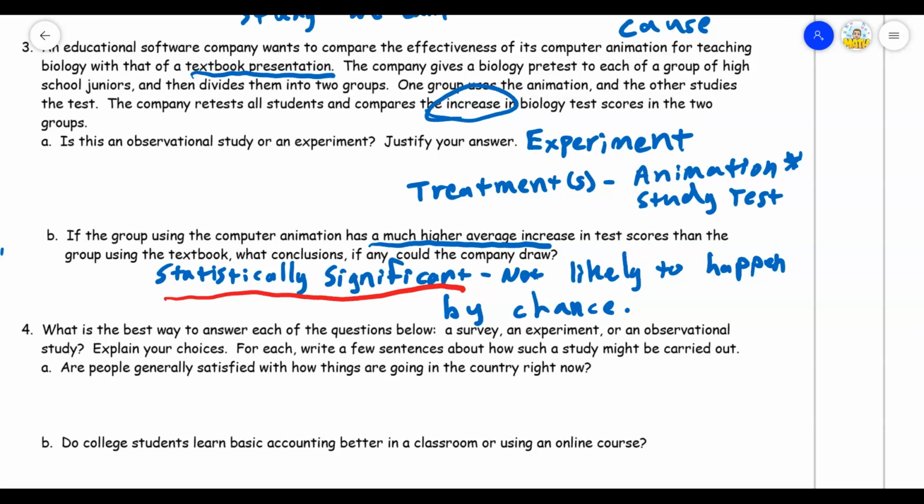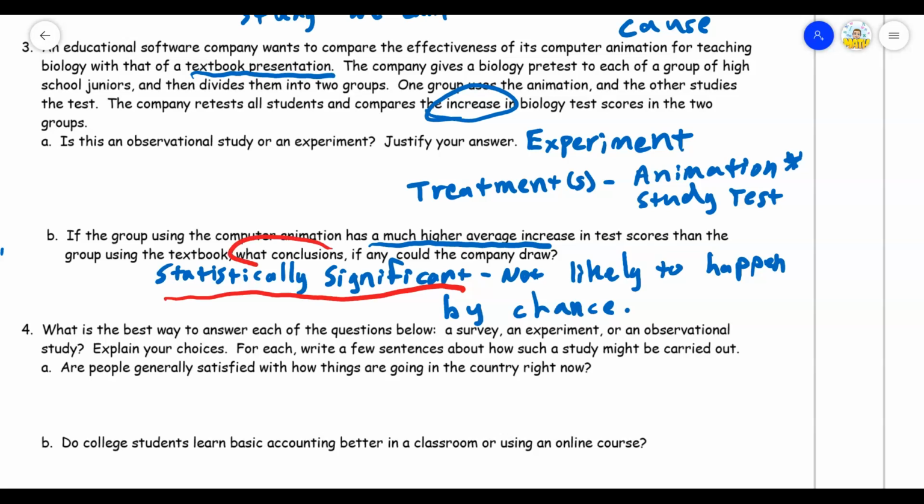So what do we mean by much higher? We can't really definitively say that until we start to study probability, but it means that it was so much higher that it's not likely that it would have happened by chance. It means that it's a pretty significant result. So to answer part B, if the group using the computer animation has a much higher, a statistically significant higher increase than the other group, what conclusions, if any, can we draw?